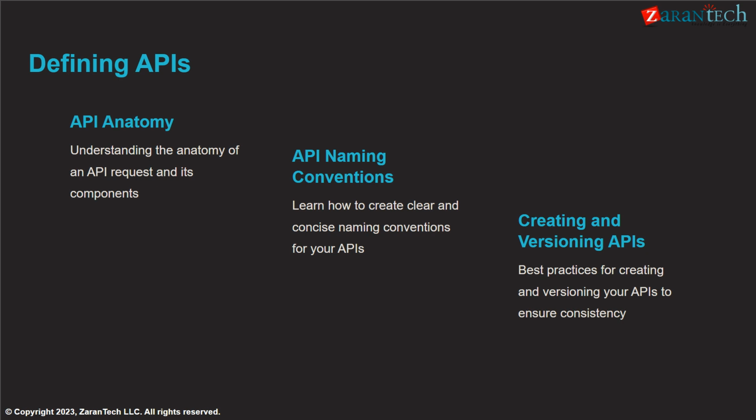To define high-quality APIs, understand the anatomy of an API request. Create clear, concise naming conventions. Manage API versions carefully for consistency. Well-defined APIs improve developer experience.